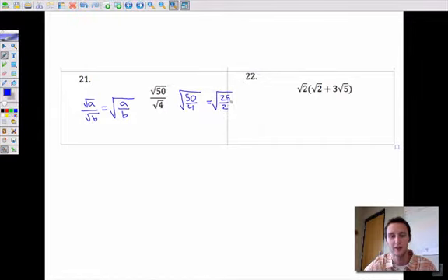But if you wanted to keep simplifying a little bit, you could do the square root of 25, which we know is 5, over the square root of 2. That would be equivalent. It's sometimes improper to write it like this, but they would be equivalent.